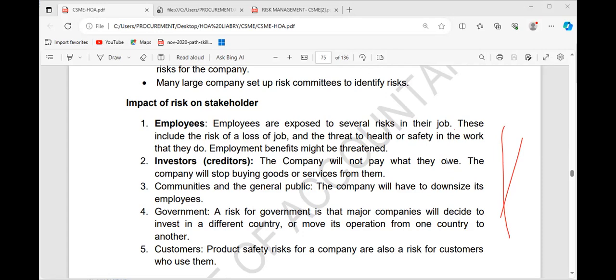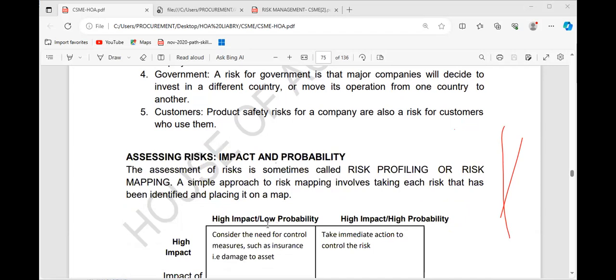Then the government also. A risk for government is that major companies will decide to invest in a different country. Sometimes different companies have to leave Nigeria and move to Ghana and other countries where they will be able to get higher return, where they are going to pay lesser taxes. And customers as well. Product safety risks for a company are also a risk for customers who use them.